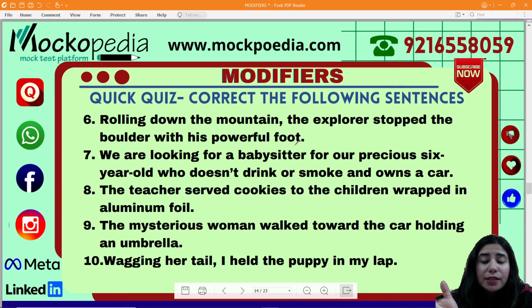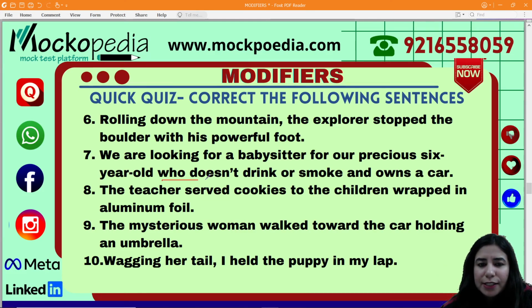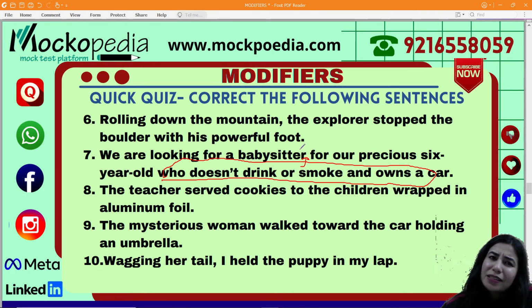Come to the next sentence. We are looking for a babysitter for a precious 6-year-old who doesn't drink or smoke and owns a car. No, no, the 6-year-old doesn't drink or smoke or own a car. We want a babysitter to do so. So, what are we going to do? We are going to rectify it like this. We are looking for a babysitter who does not drink or smoke and owns a car for our precious 6 years old. So, what are we doing? This is the entire modifier and we are placing it here just after babysitter, right? Isn't it very simple? There's no rocket science here, dear students.